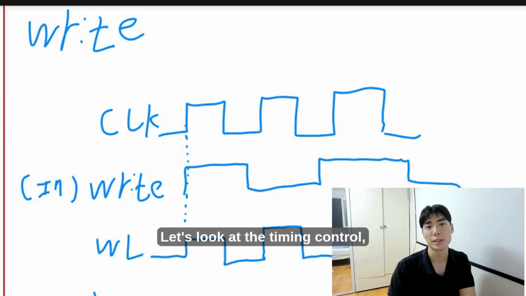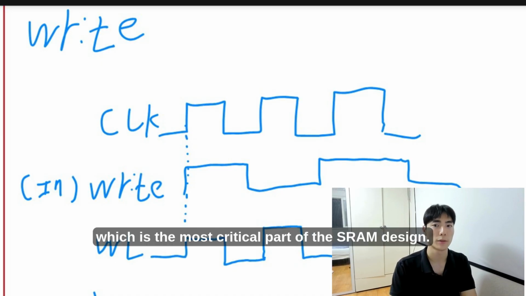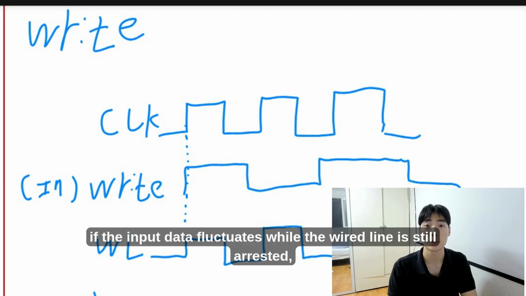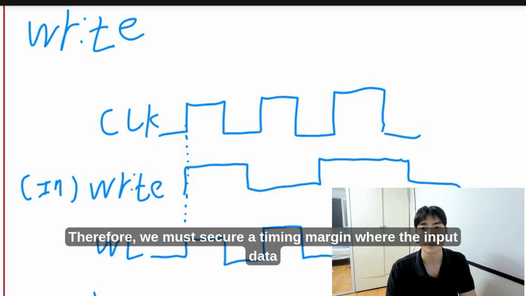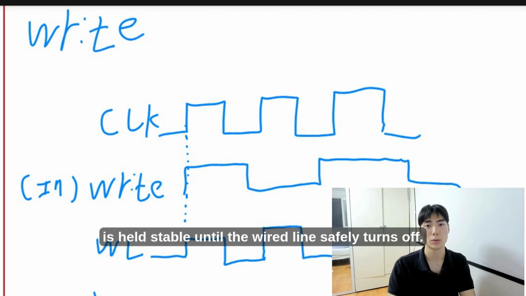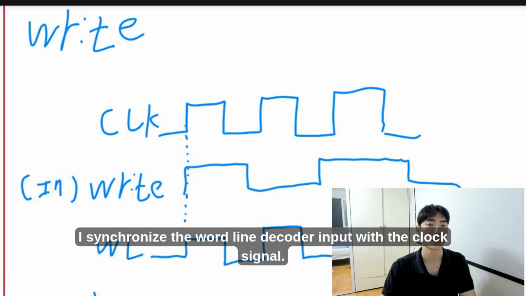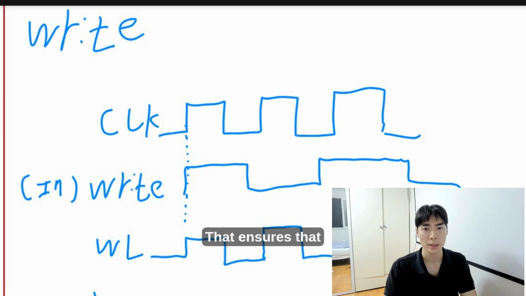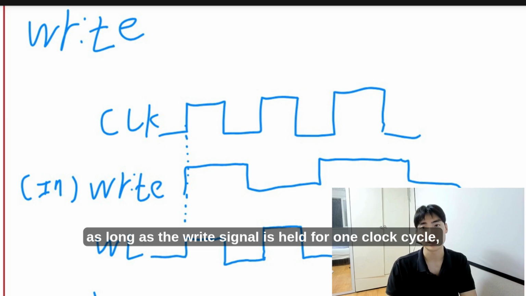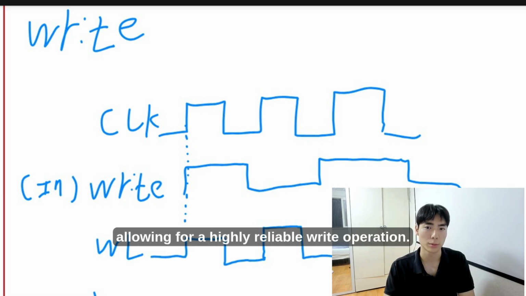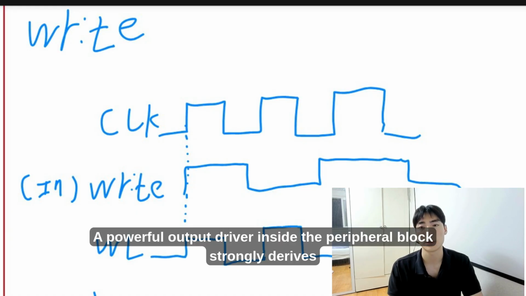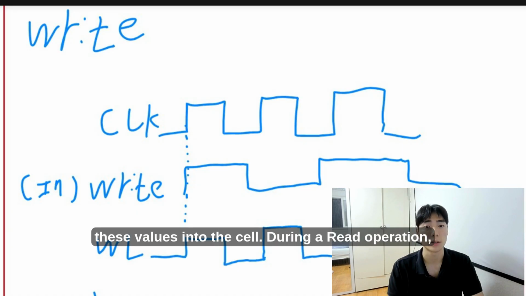Now let's look at the timing control, which is the most critical part of the SRAM design. In an SRAM, if the input data fluctuates while the word line is still on, incorrect values will be written into the cell. Therefore, we must secure a timing margin where the input data is held stable until the word line safely turns off. I synchronize the word line decoder inputs with the clock signal. That ensures that as long as the write signal is held for one clock cycle, the input value remains stable when the word line drops, allowing for a highly reliable write operation. A powerful output driver inside the peripheral block strongly drives these values into the cell.